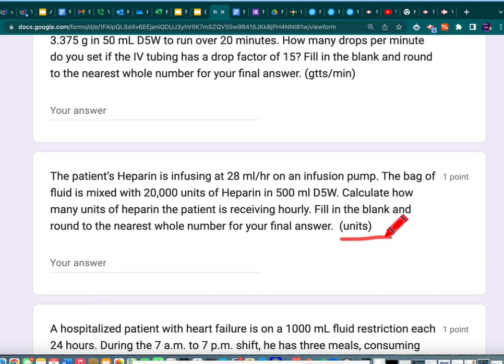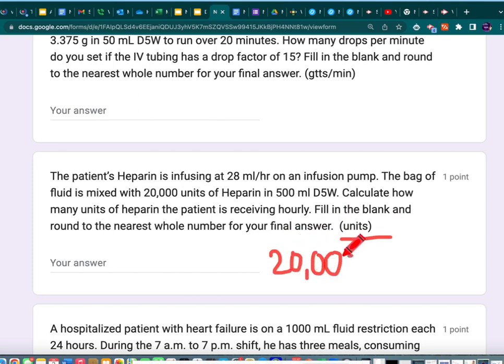So are you able to set this formula up in such a way where even if you didn't understand everything you were to know about titration of heparin, you could look at the units present and set them up in such a way that you could get to units, all right, from 20,000 units in 500 mils, right, to the final unit of units. Okay, so 20,000 units.